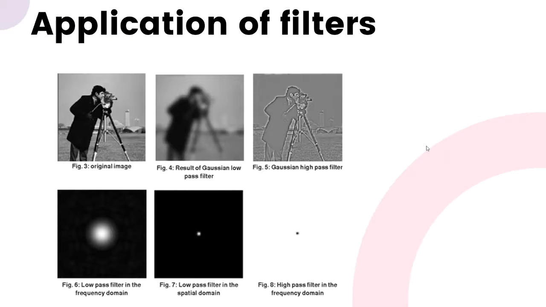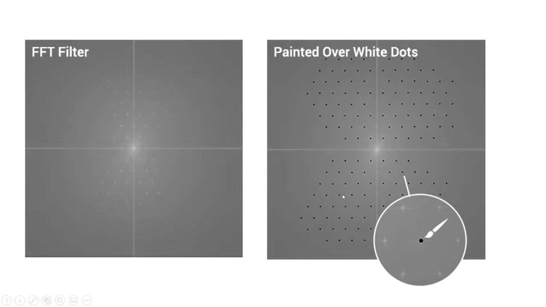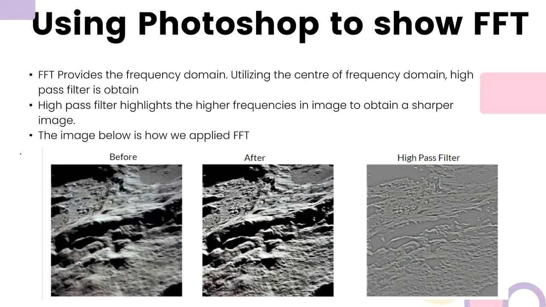Here is an example of how filtering works. By moving parts of the image in the frequency domain, we can achieve different filters of the original image. Now the next image shows how the FFT removes the black dot patterns. And so FFT provides the frequency domain, utilizing the center of the frequency domain. A high pass filter is obtained. The high pass filter highlights the higher frequencies in the image to obtain a sharper image.